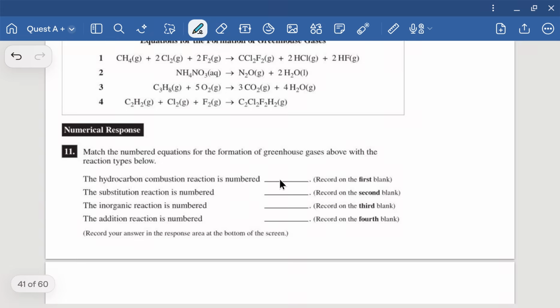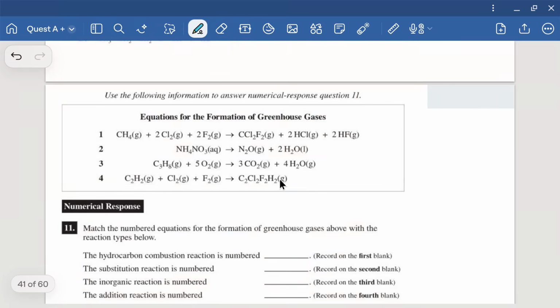Number 11, showing some reactions. The first one, the hydrocarbon combustion. So with combustion, you need oxygen producing carbon dioxide and water. This is number 3. Substitution, we are swapping out some molecules, but we have the same amount of reactants as we do products. So that would be number 1.